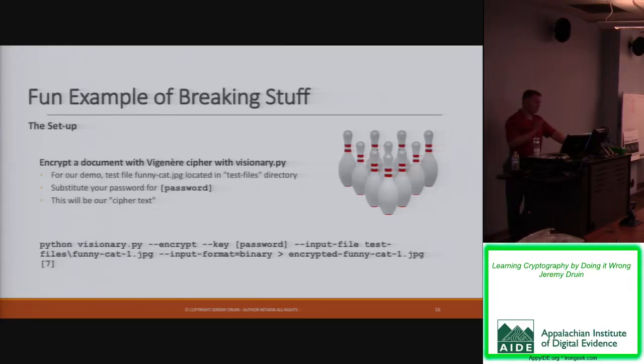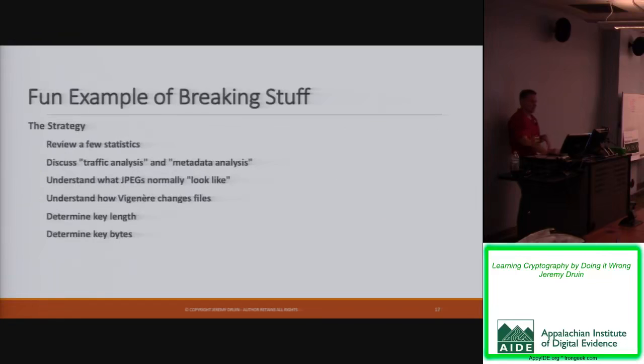And don't worry about copying the code here that I used to do the encryption on the slide. On the GitHub site is the typical readme.md file you normally see associated with GitHub projects, and all of the commands are already there online for you. So we've encrypted this file and come up with encrypted funnycat1.jpg that eventually we're going to attack.